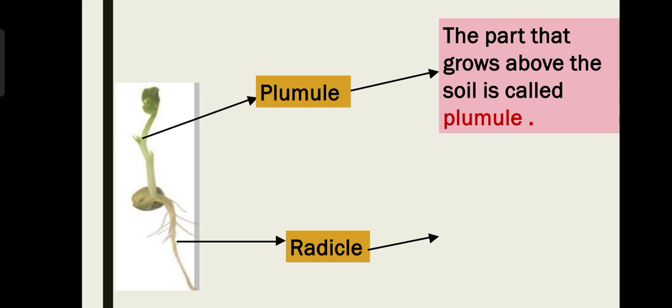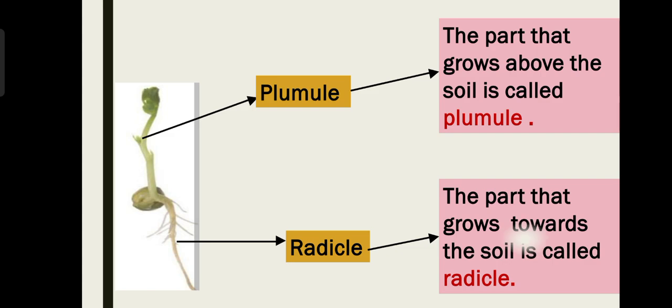Radicle. Radicle is the part that grows from inside the seed towards the soil. It forms the root system of the future plant. Roots grow under the soil.